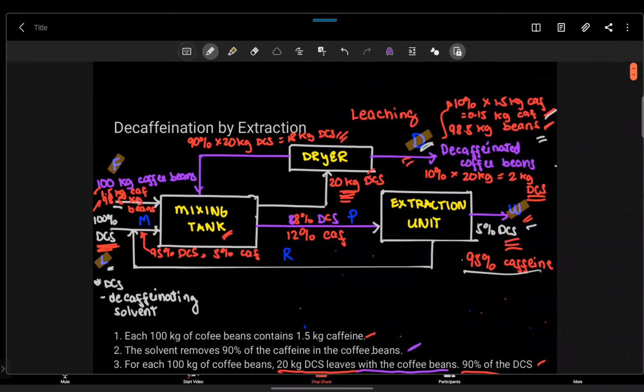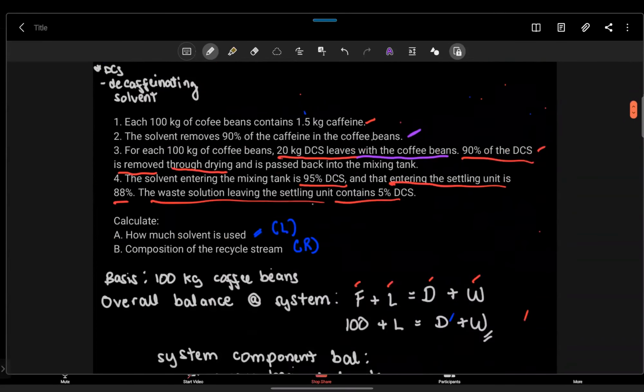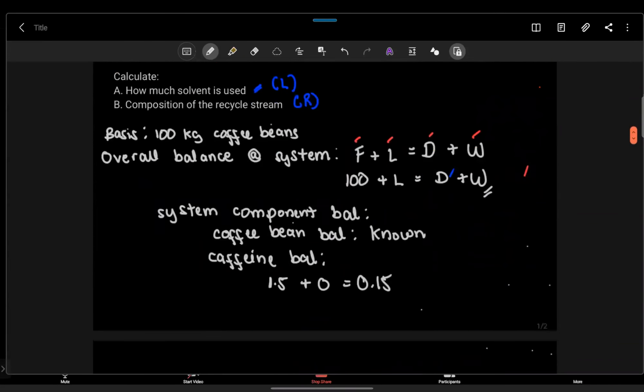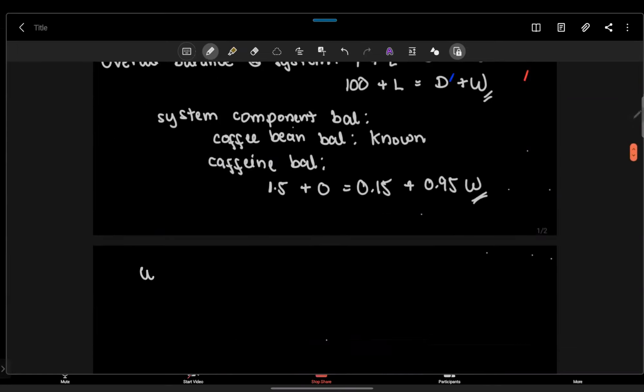Yan, 0.15 kilogram. And then lastly, yung caffeine sa W, ito yung sinasabi ko kanina na 95% of W. Okay, now look at this equation. Ang unknown mo na lang dito ay W, right? So therefore, we can solve for W. W therefore is equal to, solving for it, 1.421 kilogram. Okay, and let's highlight this.